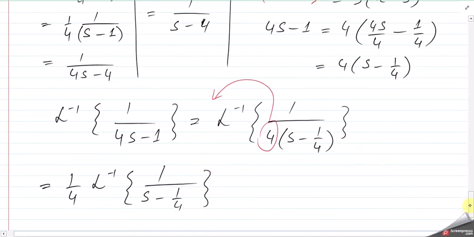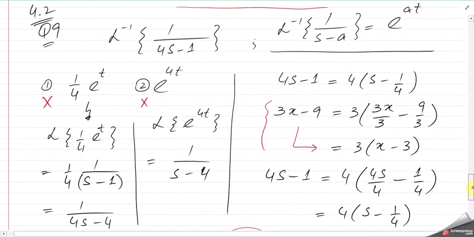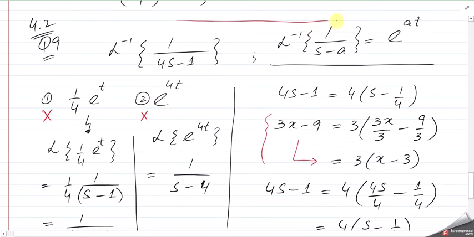Let's look at the formula again. Laplace inverse of 1 over s minus a. Now you see, nothing is multiplied with s here. That's why we don't want this 4 here. We have to take it out. But we cannot take this 4 out without taking common. So we had to take common. So 1 over s minus a gives e power at. This a will go in the power of e.